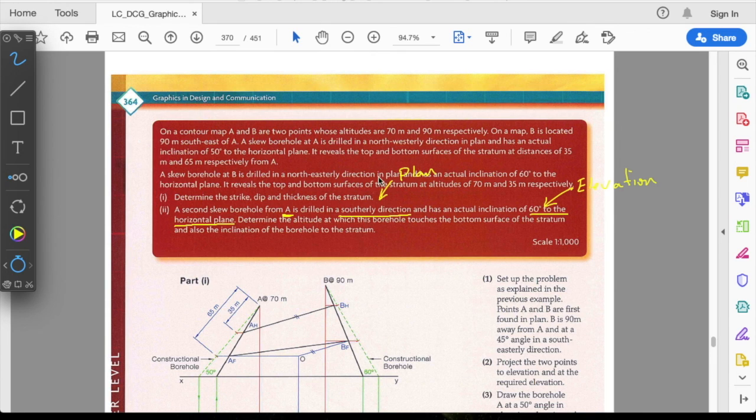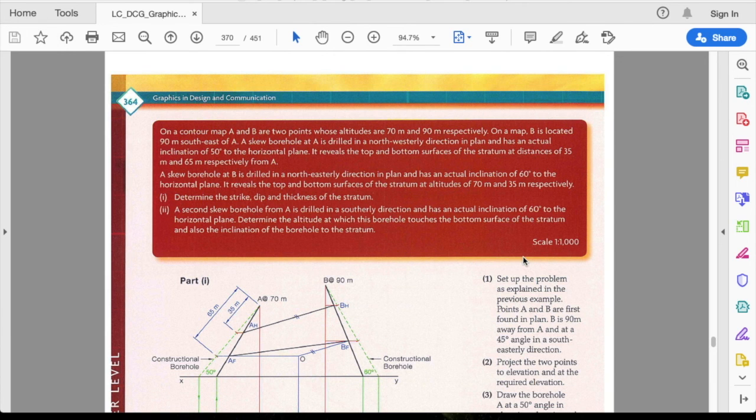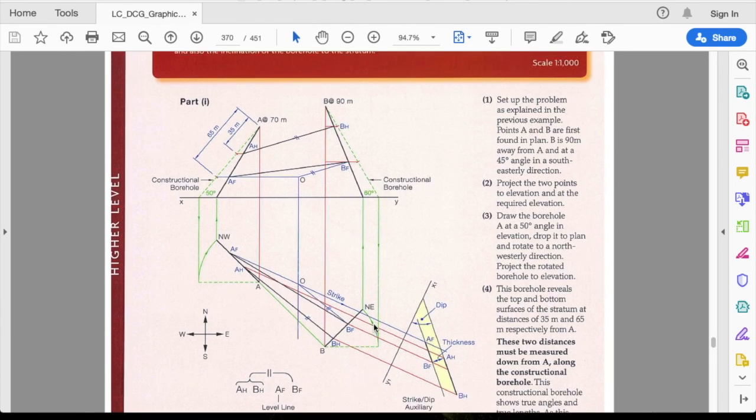So what we're saying is, we need to figure this bit out in the plan, and then we're going to have to find either the elevation that we have normally or maybe a second elevation, it might be an auxiliary, to figure out where the 60 degrees is going to go. Going on from there, the first part of this question is the same as what we looked at before, so looking for a dip and looking for a thickness.